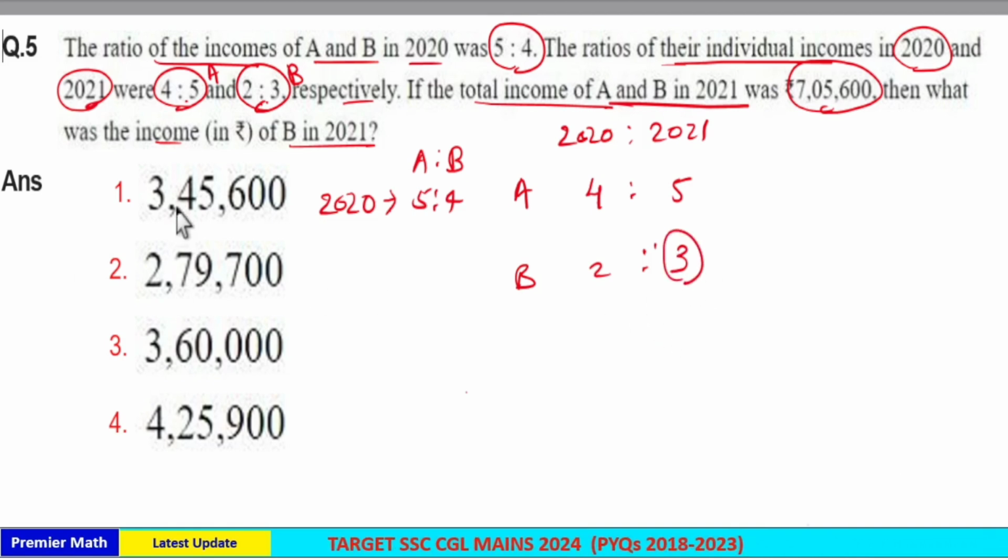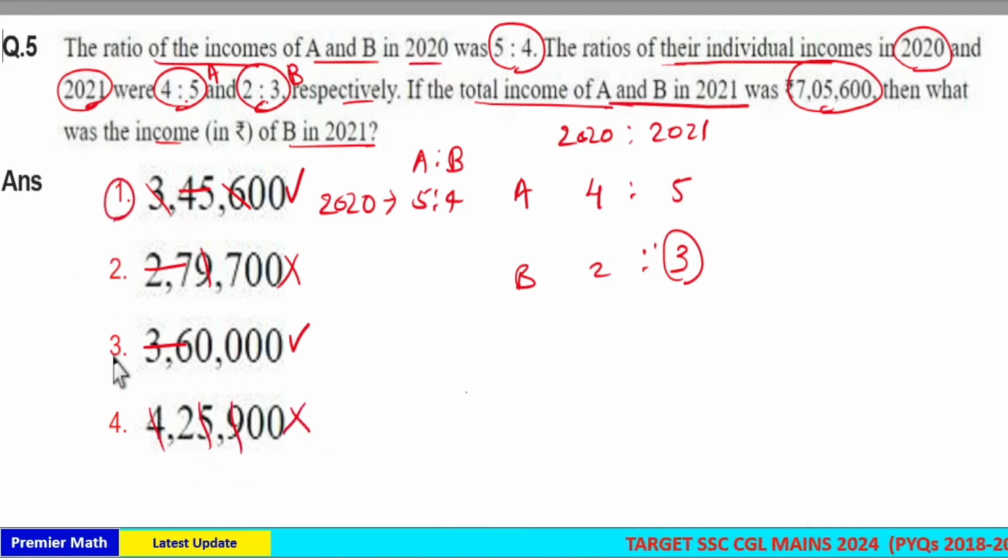So check for multiples of 3 in the options. Here 5 plus 4, 9 cancel, 6 plus 3, 9 cancel. 9 is the digit sum, which is a multiple of 3. It can be our answer. 9 cancel, 7 plus 2, 9 cancel. 7 is the digit sum, not a multiple of 3. 3 plus 6, 9. It can be our answer. 5 plus 4, 9 cancel, 9 cancel. 2 is the digit sum, not a multiple of 3. Either 1 or 3 can be our answer.